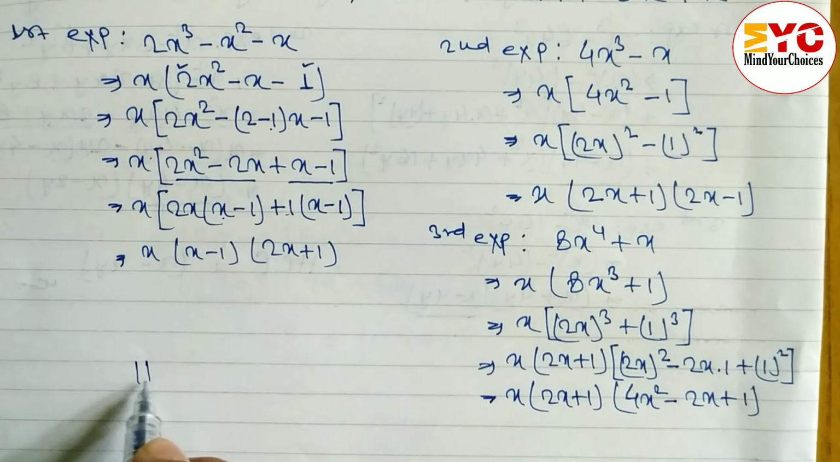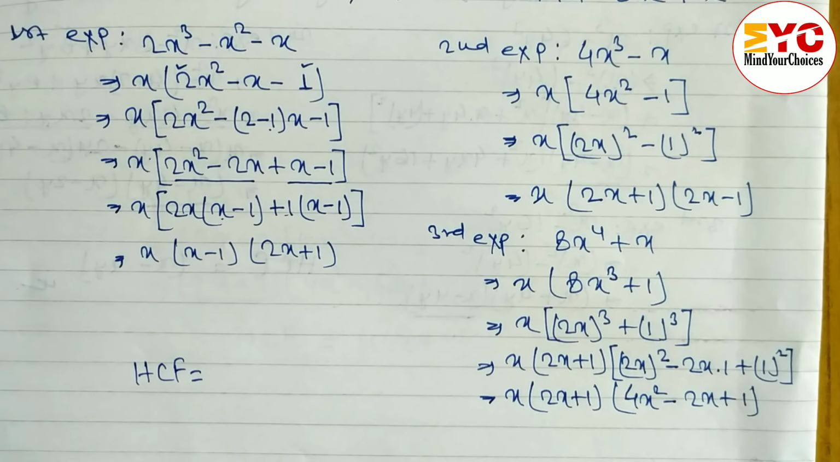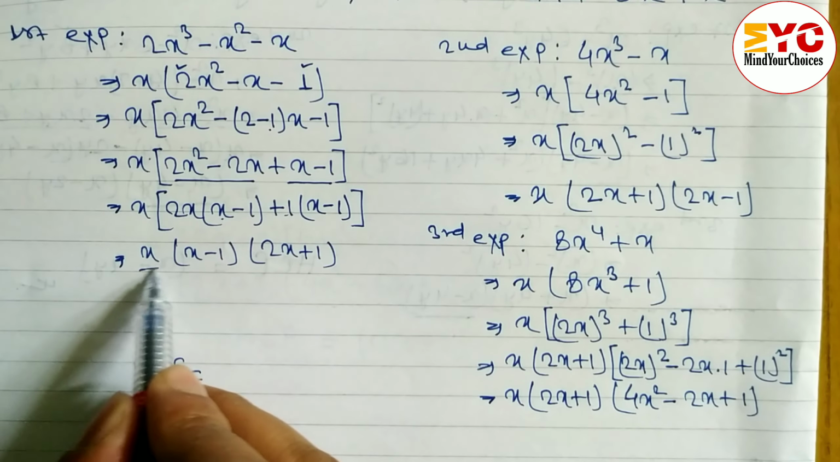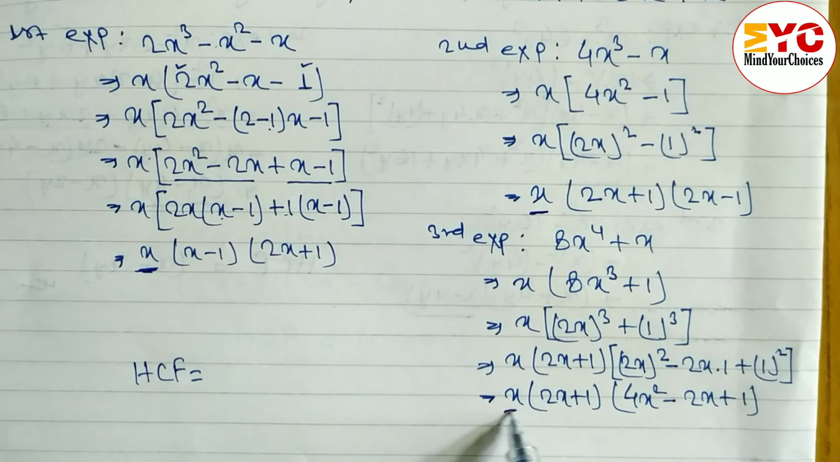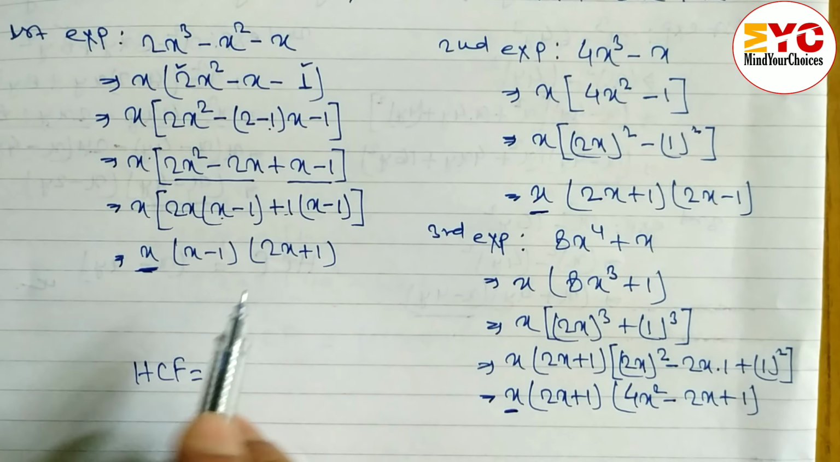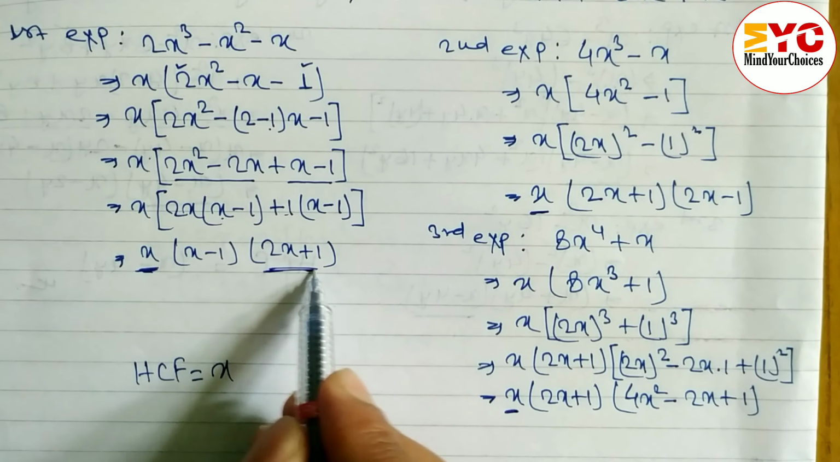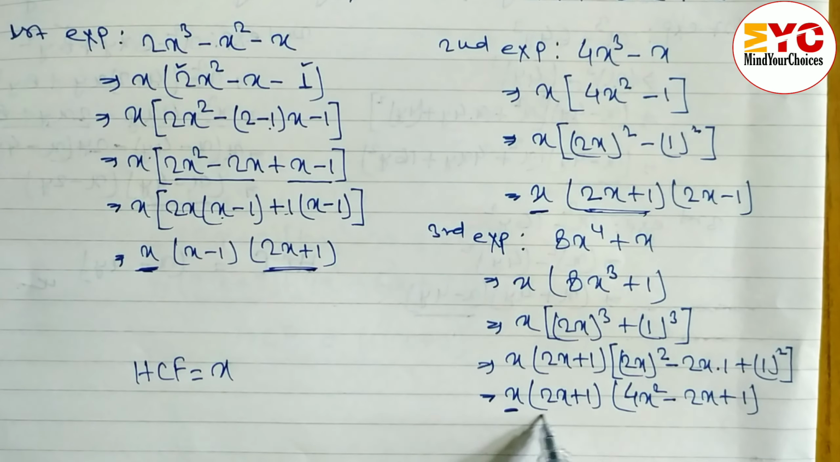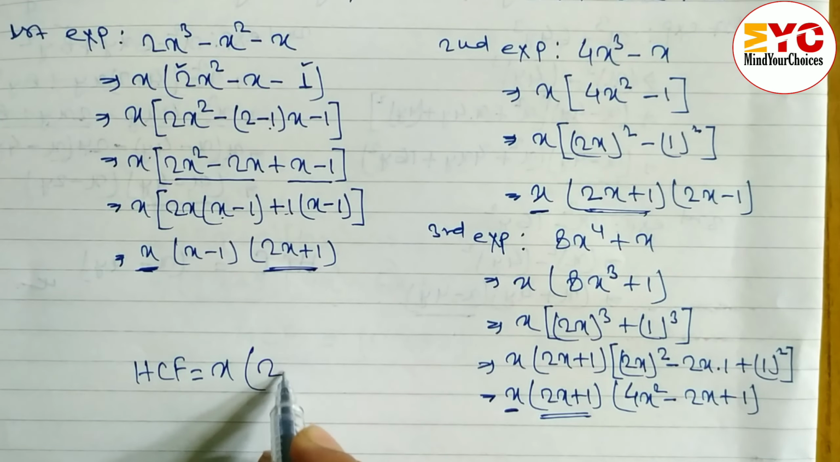Now finally, we have to find the SCF. SCF means the common element which is common in all three expressions. You can see here x, here also x, and here also x. So we take x common. After that, you can see 2x plus 1, 2x plus 1, and 2x plus 1. So we can write that x times (2x plus 1) is the SCF.